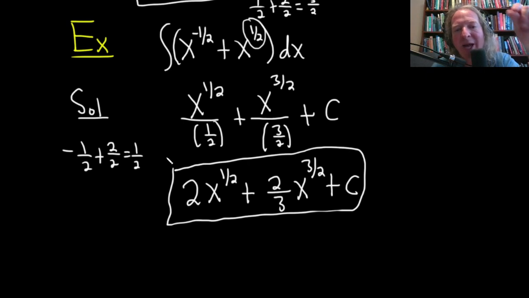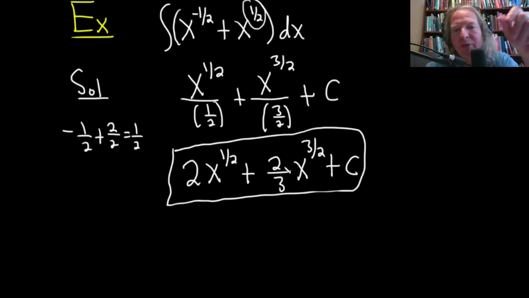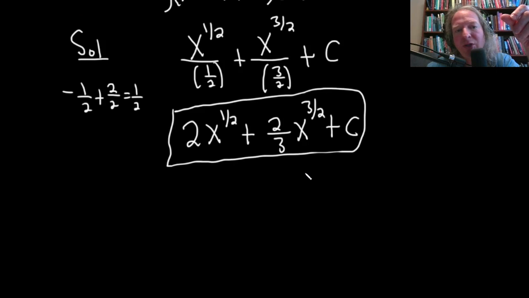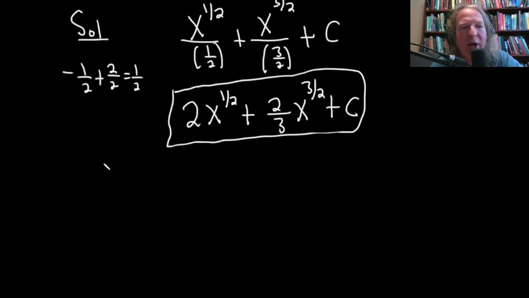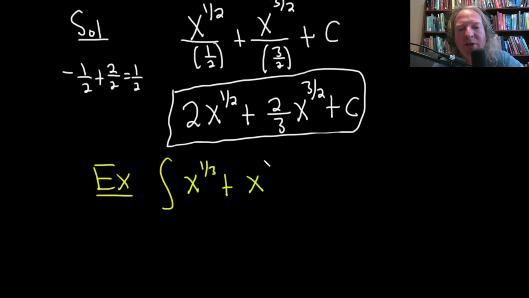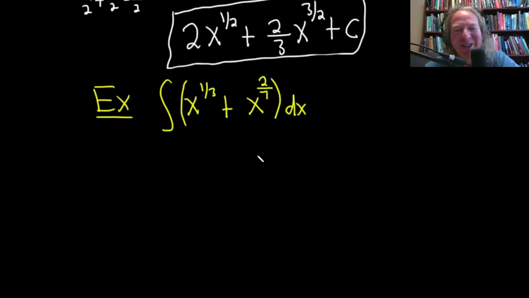Now, this is not how I would do the problem. So I'm just doing it this way to show you. So let me show you what I would do when we're faced with a situation like this. I would take a shortcut. Let's say we have x to the 1 third plus x to the 2 sevenths dx. Just dealing with these really bad fractions that no one wants to deal with.